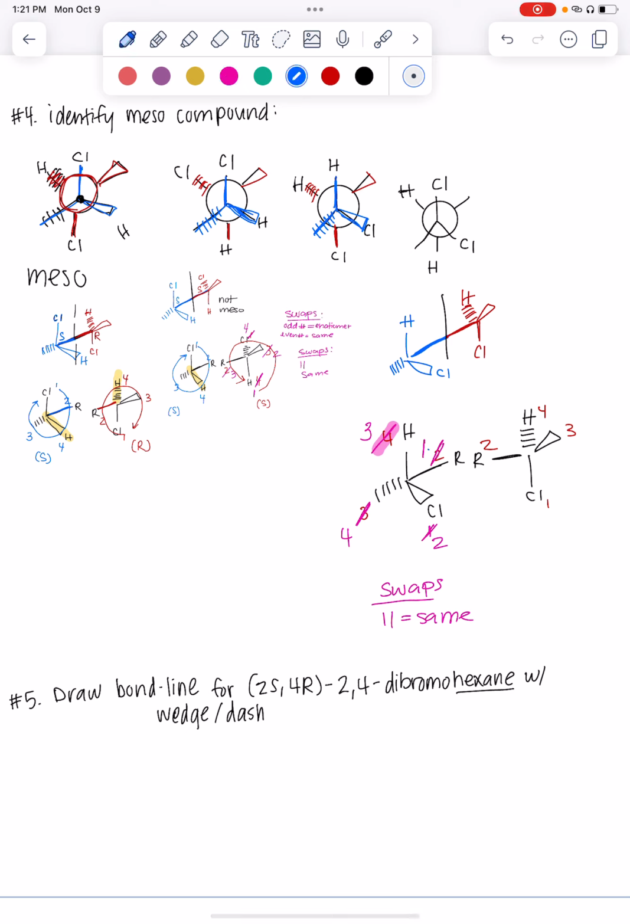So now we would have our H in the back. Our group 4 is in the back right here. That's good. 1, 2, 3. This is R. So we can say that this is R.